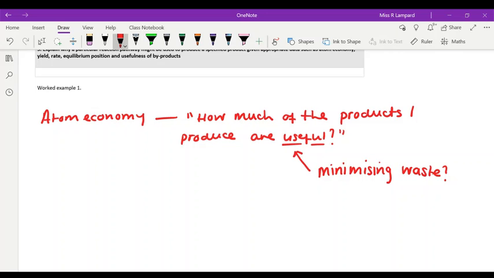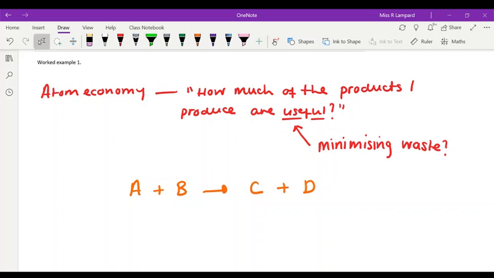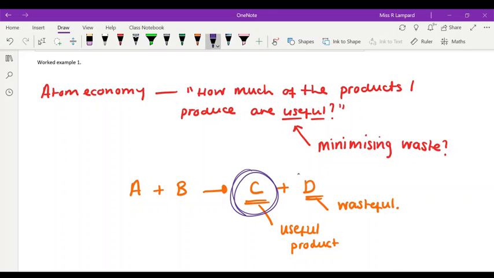Okay, so I want you to imagine that I've got a reaction for A plus B forming C plus D. Okay, and let's imagine that C is our useful product and D is wasteful. Obviously, we want to make lots and lots of C, and we want to make not very much of D.